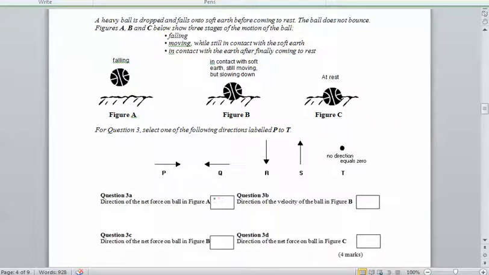Yep, we agree with that? Yeah. Good. Direction of the velocity in B. It's R.